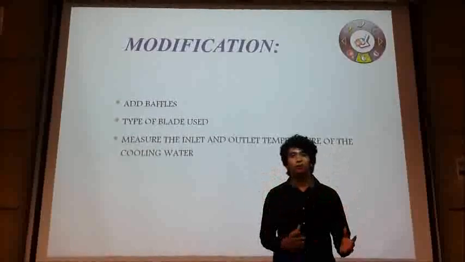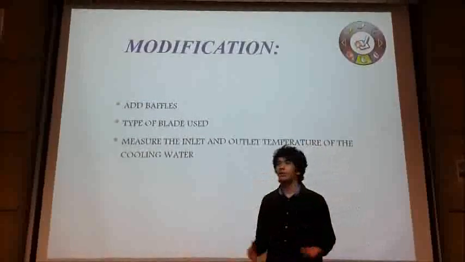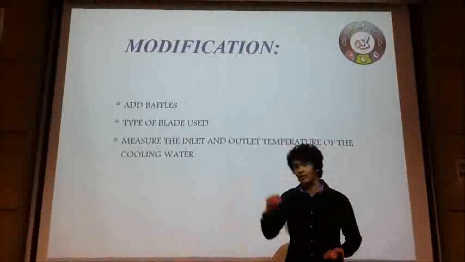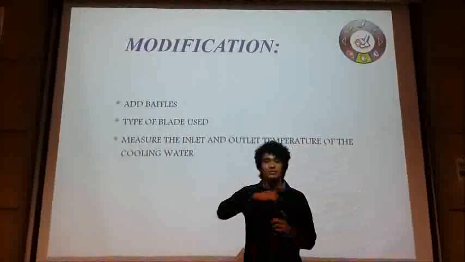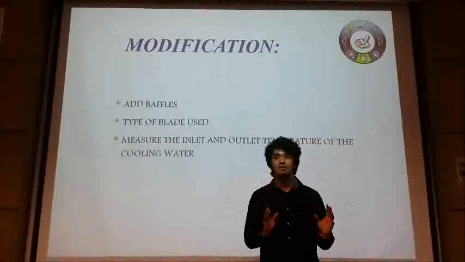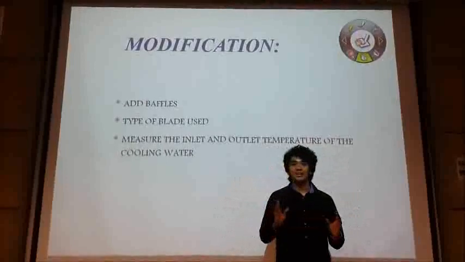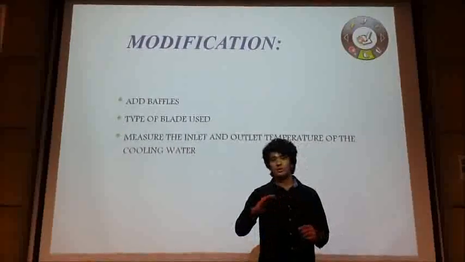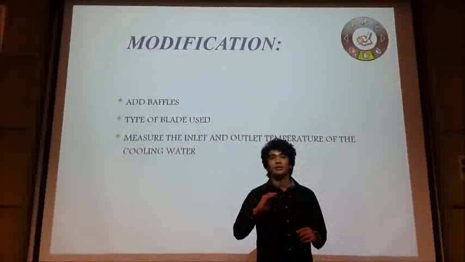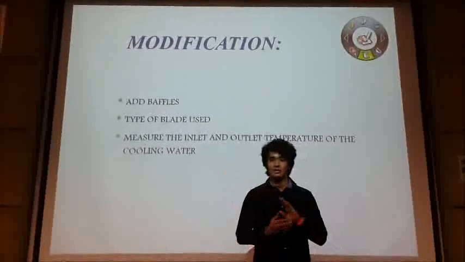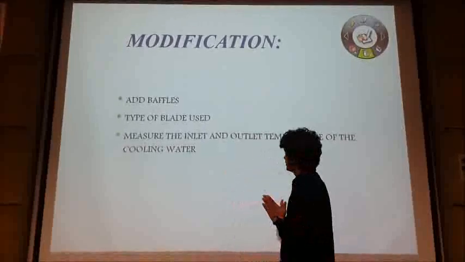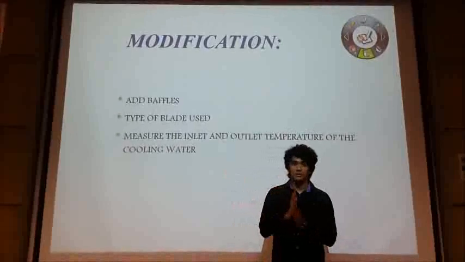As we discussed in the discussion, the absence of the baffles empowered the creation of the vortex. So it is very obvious we should add baffles into the reactor, so we would disrupt the formation of the vortex. We can add 4 baffles. 4 would be the most preferred amount. In industries, they always include 4. Next thing is the type of blade used.